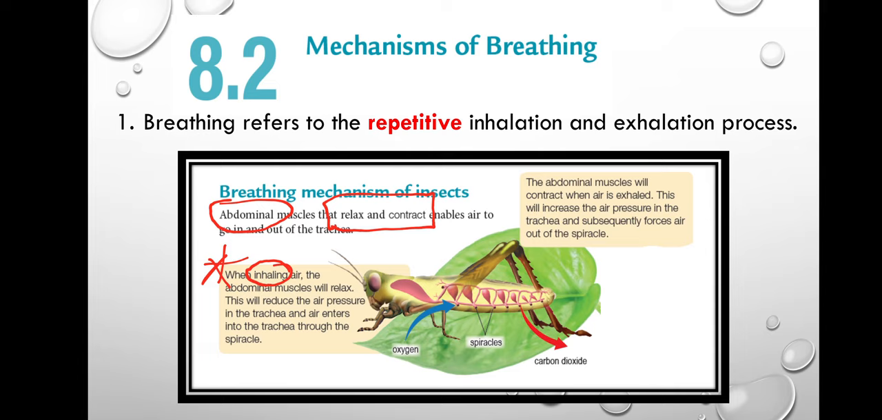Inhale, suppose the abdomen becomes bigger, right? So when the abdomen is bigger, it means the volume is bigger. Volume bigger, pressure is lower in the body. So with pressure lower in the body, outside air is pushed in. So how to make the body bigger? The abdominal muscle relaxes.